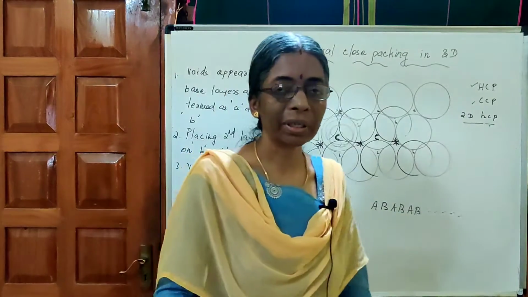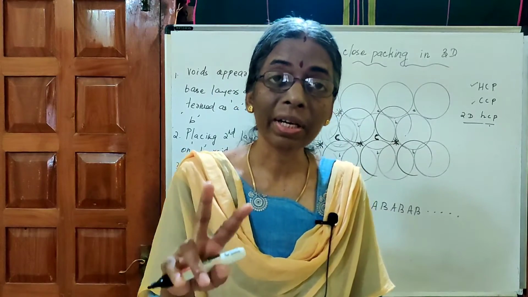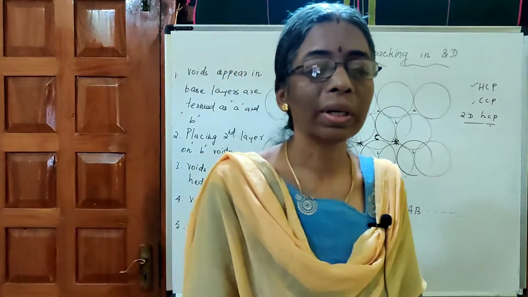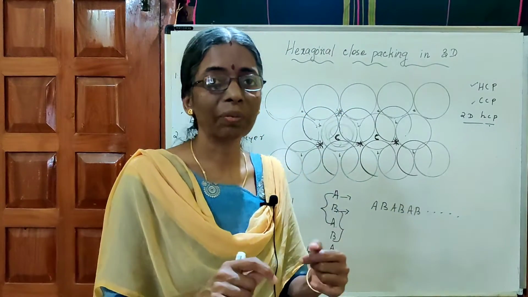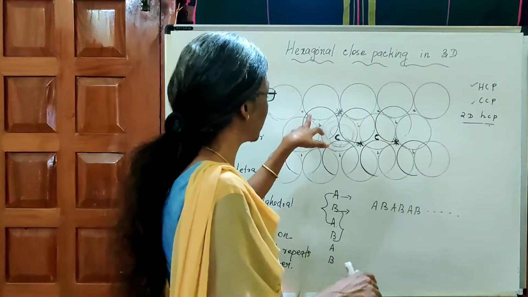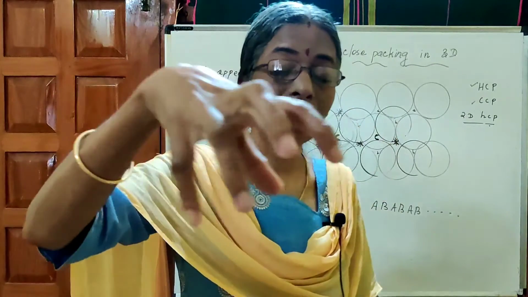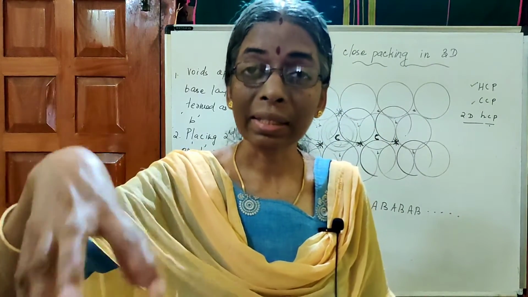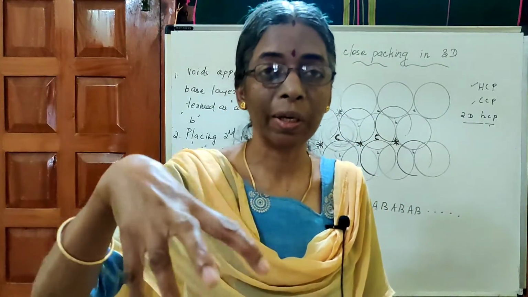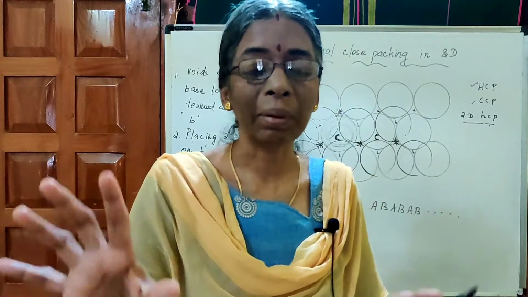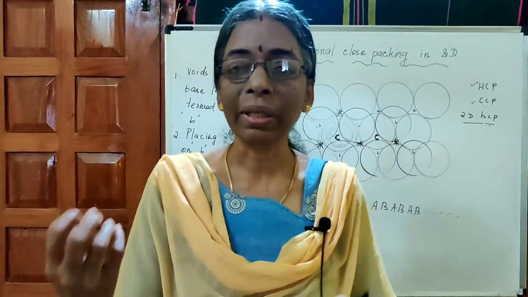Okay, once again I am repeating. First we place the first layer. From the first layer we get 2 voids, small a and small b. It is given that name. Now, very important point: you can keep the next layer either on a or on b. At a time you cannot place the sphere on a and b simultaneously. So either you have to place it on a or on b.